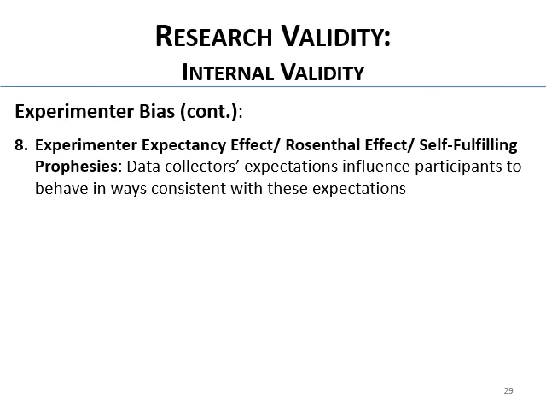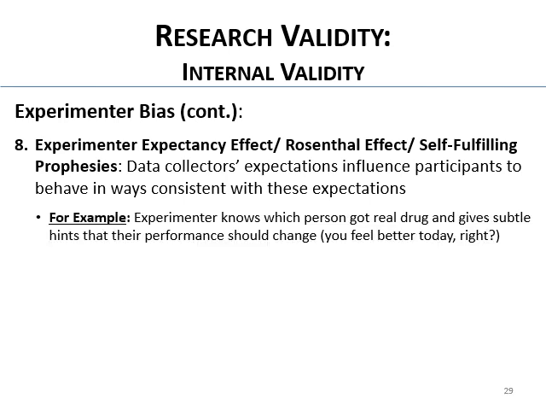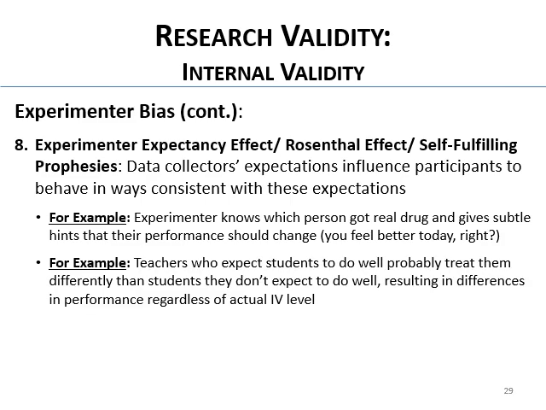And it's subtle things that can actually have effects. So for example, let's say the experimenter knows which person got a real drug versus those who get placebo. They could give subtle hints that their performance should change. So, you're feeling better today, right? To those who got the real drug versus those who got placebo. They're not really intending to bias their study, but they end up doing so. So you end up with a self-fulfilling prophecy where they behave in ways that are consistent with how the experimenter communicates they should behave. So another example, teachers who expect students to do well probably treat them differently than students they don't expect to do well.